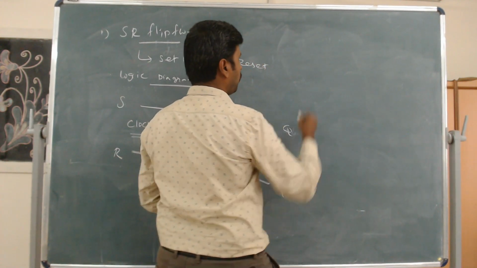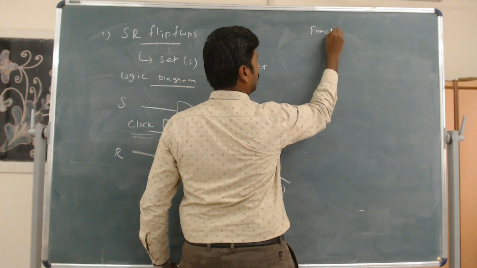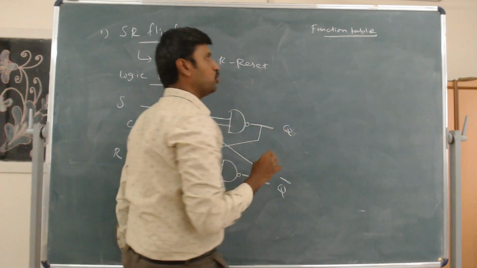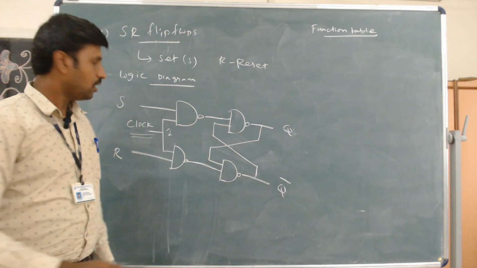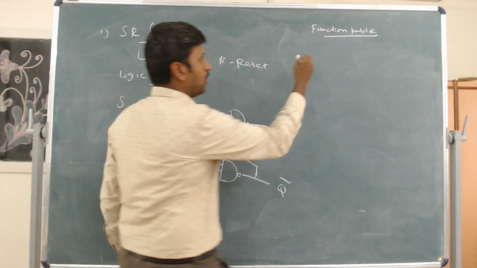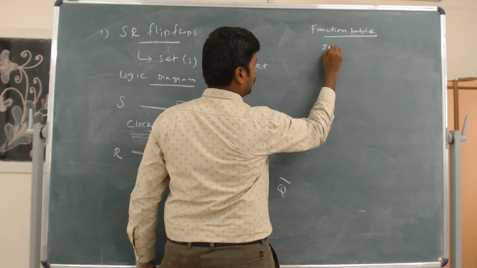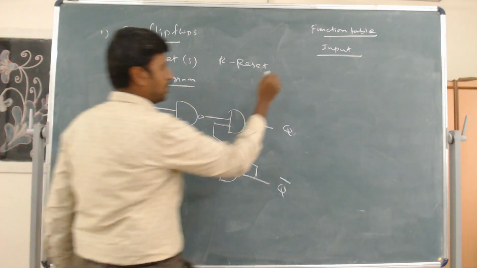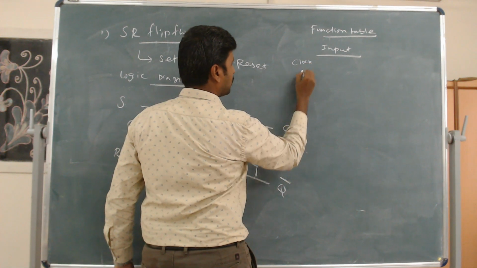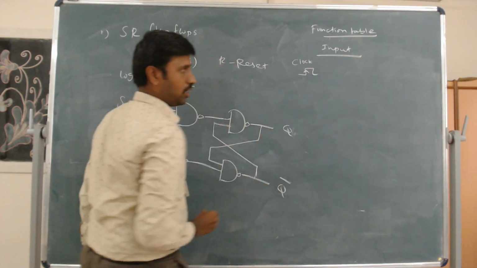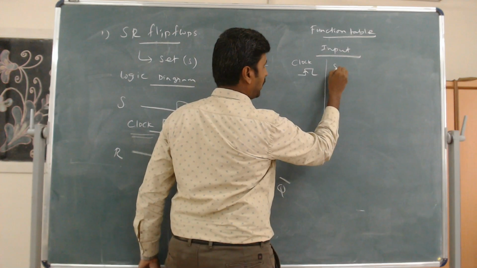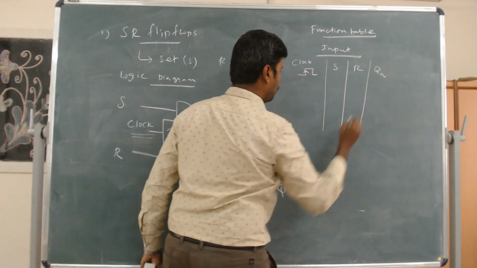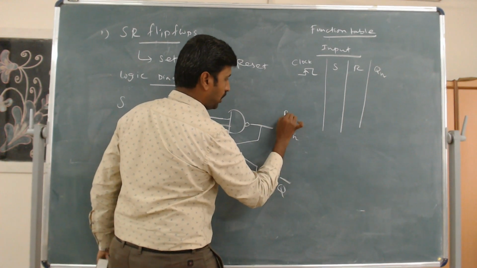So, the function table for the SR flip-flop. The function table tells us how the SR flip-flop works as a flip-flop. Here there will be 3 inputs. What will be the 3 inputs? We have the clock, which is always positive edge, so it's called a positive edge trigger, and the inputs will be S, R and Q of N. Q of N will be the present state.